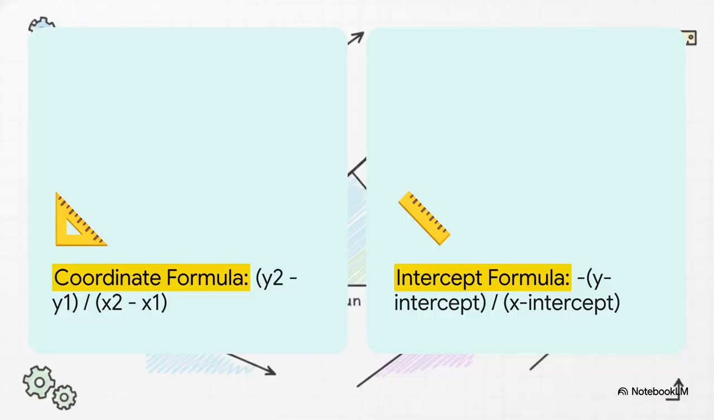Now, I know formulas can look intimidating, but think of these more like handy tools in a toolkit. You just grab the one you need depending on the specific job you're facing. On the top, we've got the coordinate formula, y2 minus y1 all over x2 minus x1. You'll want to use this one when you're dealing with two specific coordinate points on a Cartesian plane. But down on the bottom, we have the intercept formula, which is negative y-intercept over x-intercept. And this is your go-to tool when you know exactly where the straight line crosses the x and y axes.